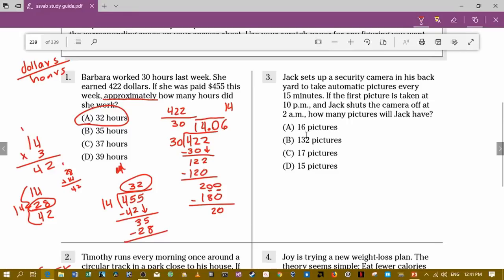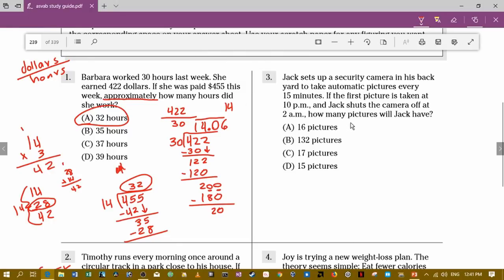Number 3. Jack sets up a security camera in his backyard to take automatic pictures every 15 minutes. If the first picture is taken at 10 p.m. and Jack shuts the camera off at 2 a.m., how many pictures will Jack have?